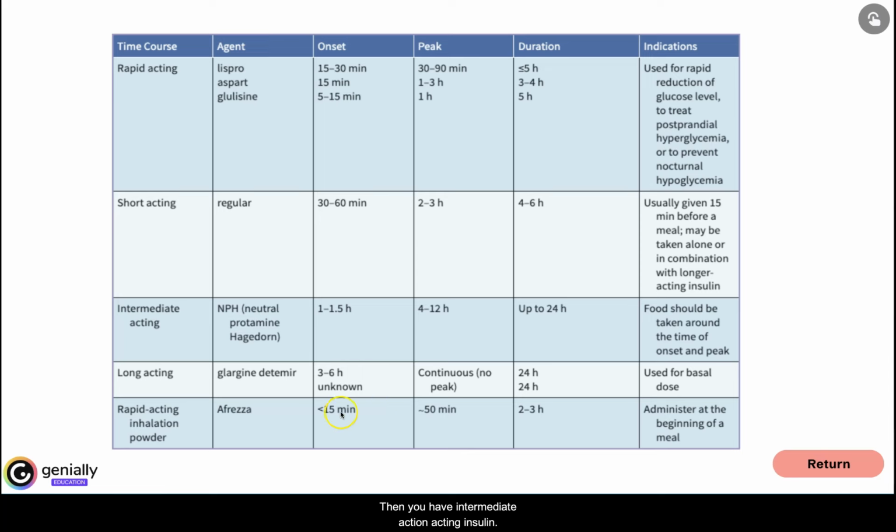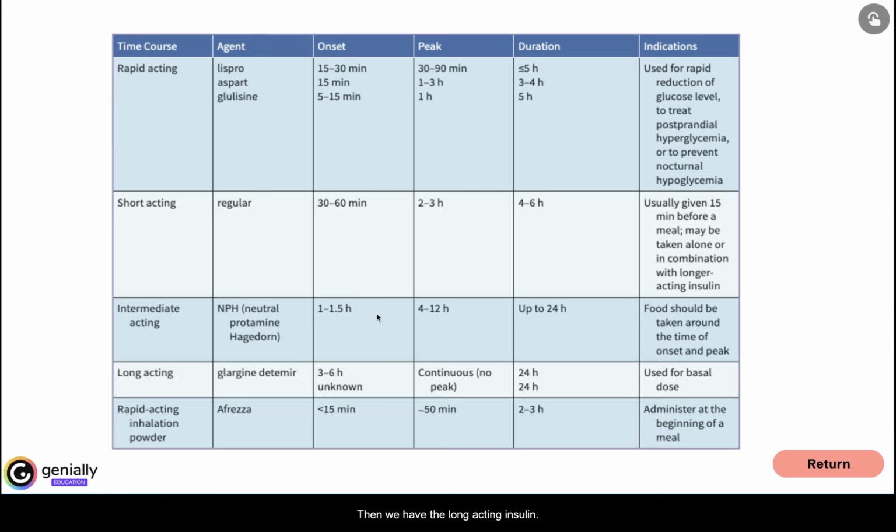Then you have intermediate acting insulin. That's the NPH insulin we mentioned. The onset is 1 to 1.5 hours, so we need to make sure that they're eating 1 to 1.5 hours after taking it. The peak is 4 to 12 hours, and it lasts up to 24 hours. Food should be taken around the time of onset and peak.